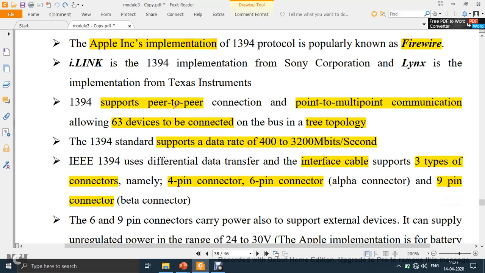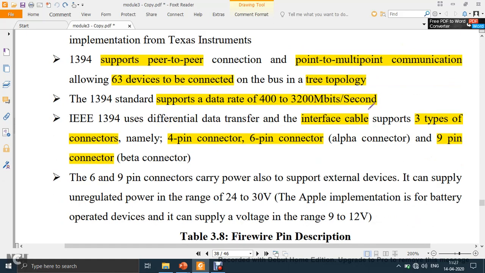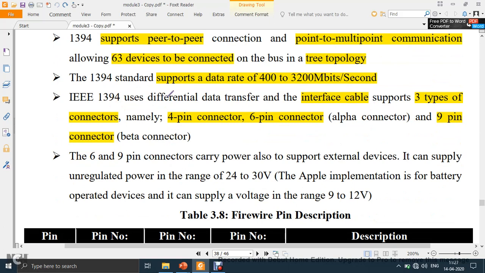Next, it supports peer-to-peer connection and point-to-multipoint connection. Peer-to-peer means point-to-point, that is from one device to another device. Point-to-multipoint means one device to many devices. USB, you saw, is point-to-point. This is both point-to-point as well as point-to-multipoint, and it allows a total of 63 devices to be connected in a tree topology. You just saw the tree topology in USB, and the same holds true here also.